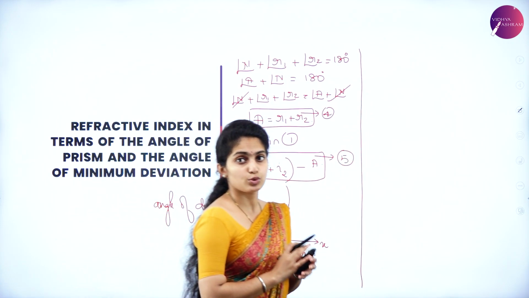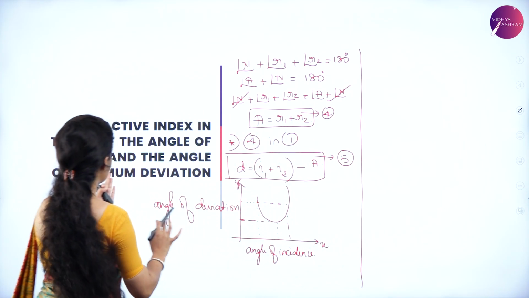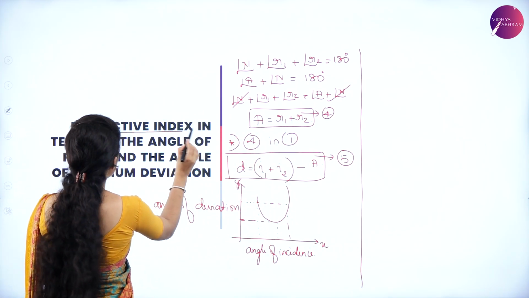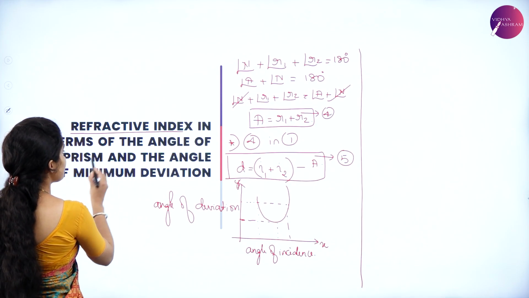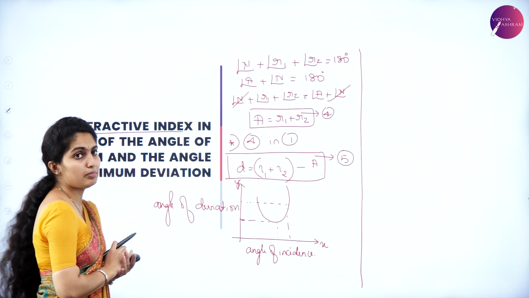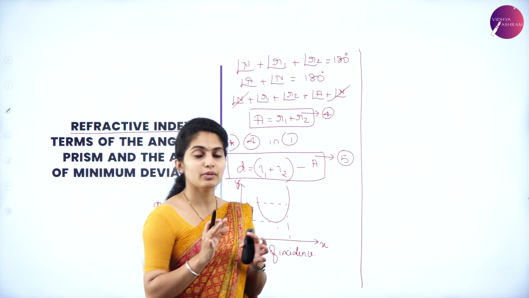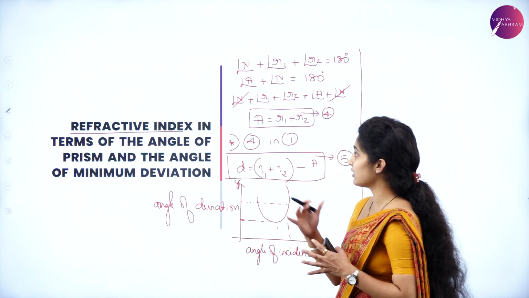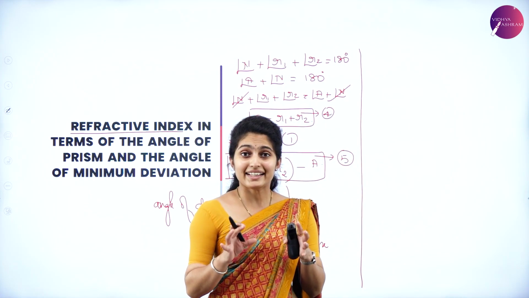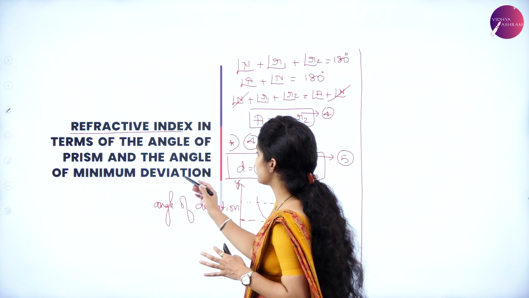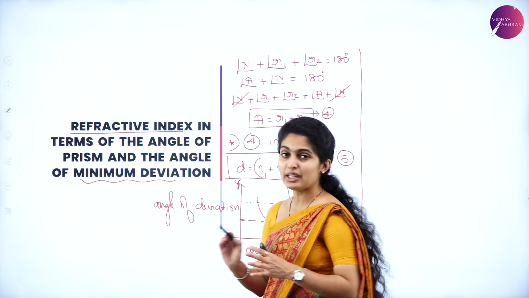Now we have to check what is our duty according to this: refractive index in terms of angle of prism and the angle of minimum deviation. Okay, angle of prism as well as angle of minimum deviation we have to check with respect to the refractive index. At the minimum deviation, the thing is like, now we are checking on to the minimum deviation.